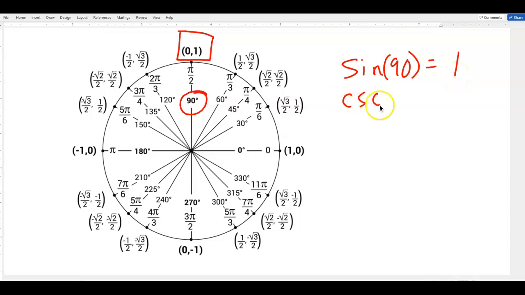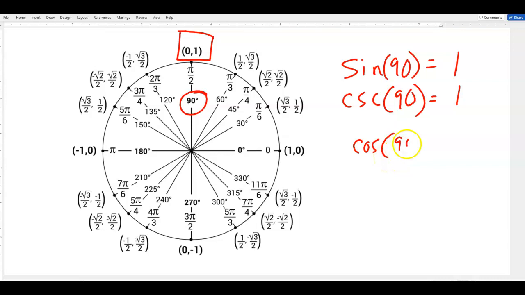Let's do cosecant, the reciprocal of sine. So what's the reciprocal of 1? Well, think of 1 as 1 over 1 as a fraction, right? Well, if you flip that over, guess what you get? You still get 1. And so they're both equal to 1. Let's do cosine.